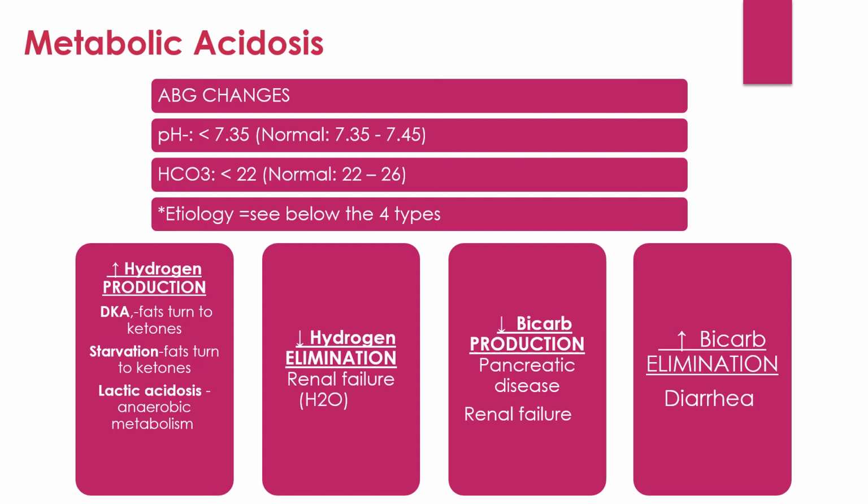Lactic acidosis, and this leads to anaerobic metabolism. This happens in septic shock. Decreased hydrogen elimination, which would be renal failure and fluid overload. We have decreased bicarb production, which would be our pancreatic disease, and also renal failure causes this. Or we could have increased bicarb elimination, which would be diarrhea.